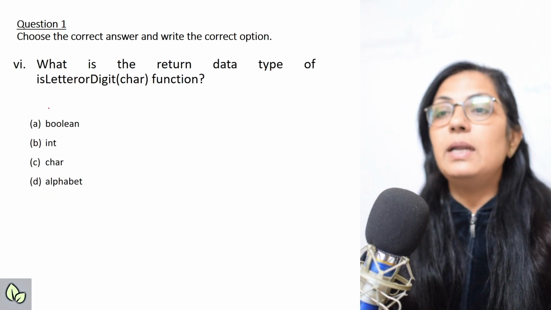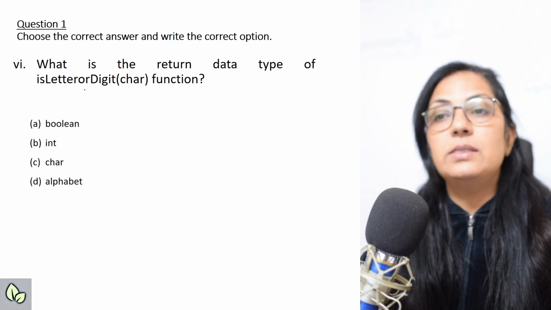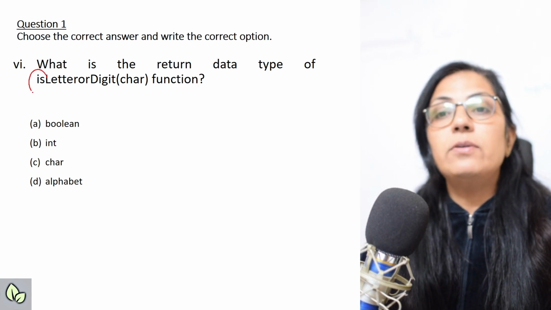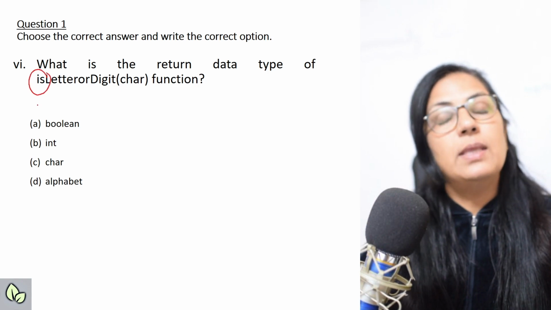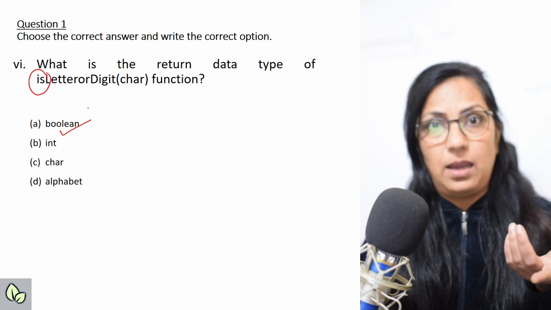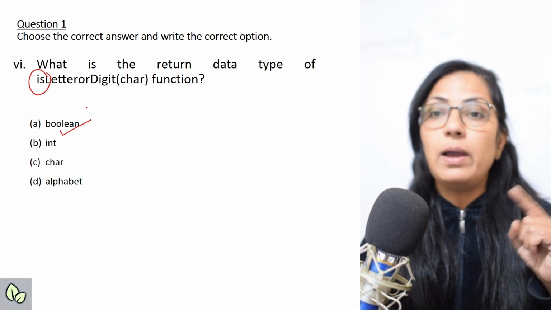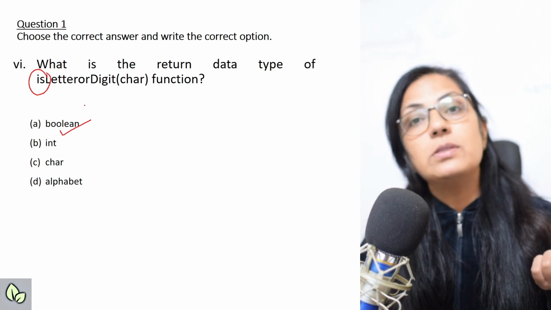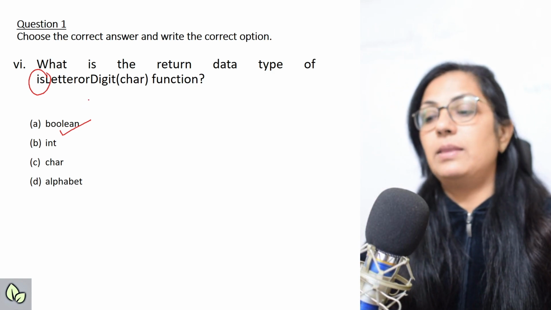What is the return data type of isLetterOrDigit function? I told you children, whenever the function name starts with is, always the answer will be boolean type. इसका मतलब अगर ये है कि नहीं है तो या तो आंसर ट्रू होगा या फॉल्स होगा. And true false कौन सी data type में आता है? Boolean में आता है, right?